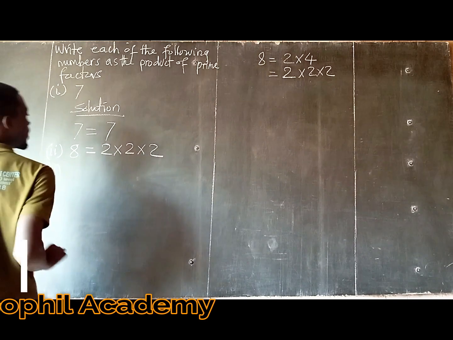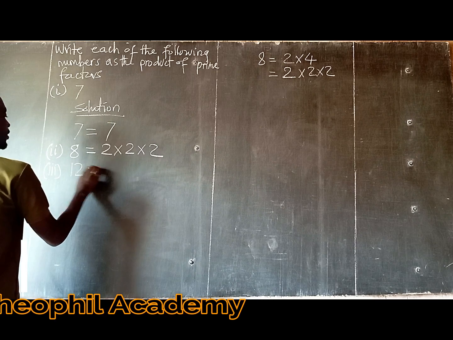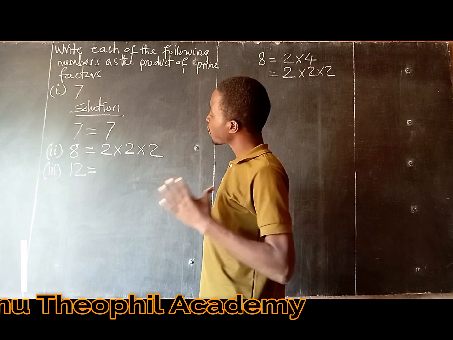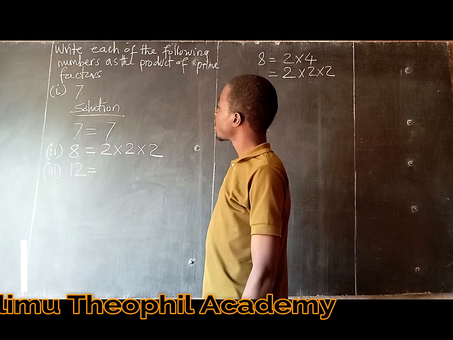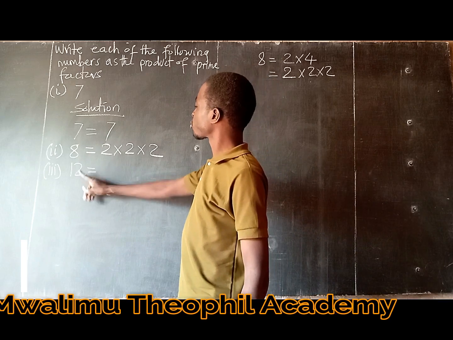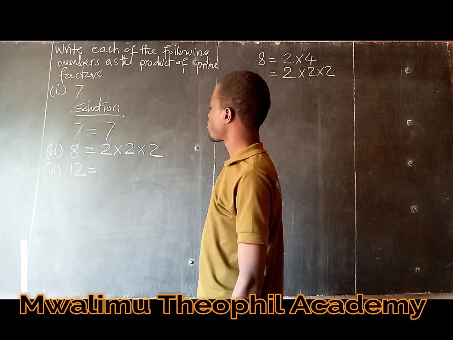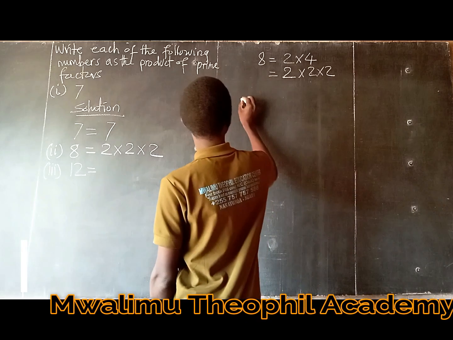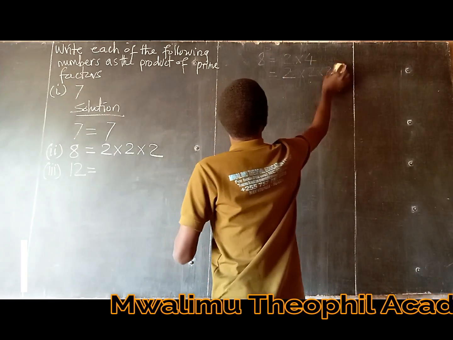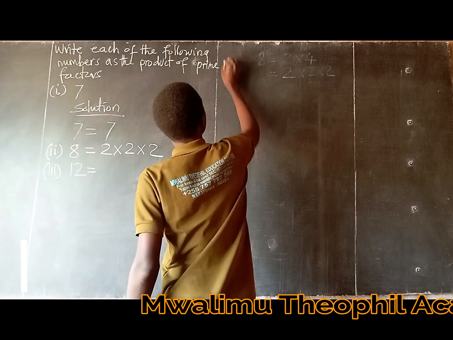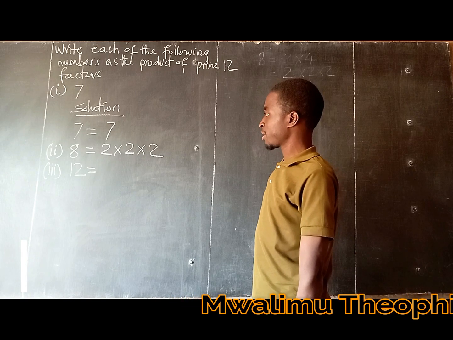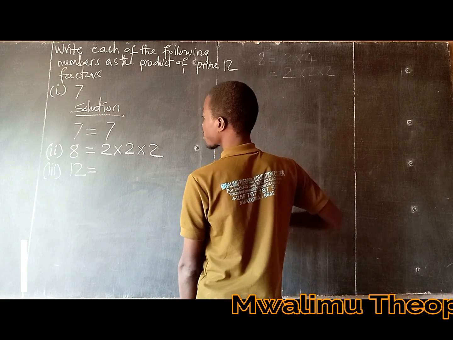A third example may be to write 12 as the product of prime factors. The way we carry out the solution is the same. Here, write number 12 as the product of prime factors. The number which we have here is 12. Now, if we have 12 and we are asked to write it as a product of prime numbers, I mean prime factors, simply we have to trace the prime factors from 2.